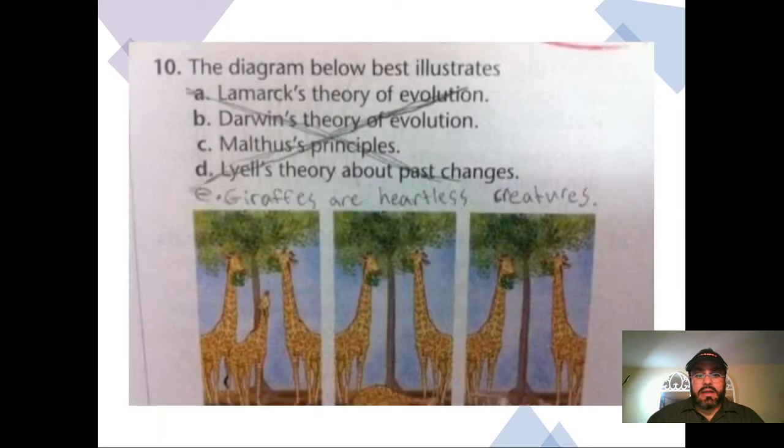This is a famous picture that I found on the internet, which is pretty funny. It says a diagram below demonstrates, and clearly the right answer here would be that shorter giraffes would die out. So this is Darwin's theory of evolution, but this student decided to write E, giraffes are heartless creatures.